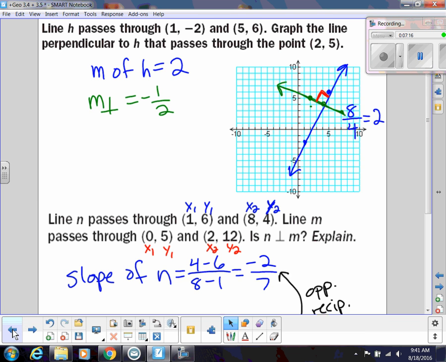In the next video, we'll talk about writing equations of these lines and review those skills from Algebra 1.